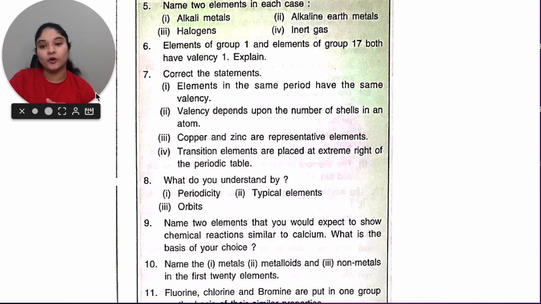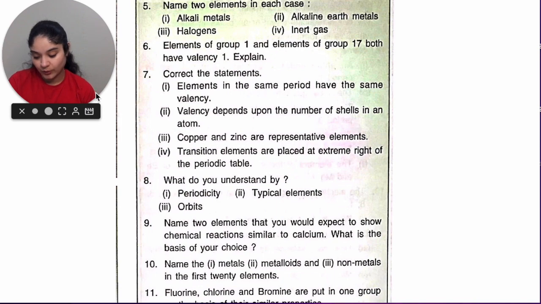Now the next is orbits. Orbits are the circular path on which your electrons revolve around the nucleus. Now the next question is, name two elements that you would expect to show chemical reactions similar to calcium. What is the basis of your choice? You can pick up beryllium and magnesium. Both of them will show similar chemical reactions as calcium, because both of them have the same number of valence electrons and they belong to the same group.